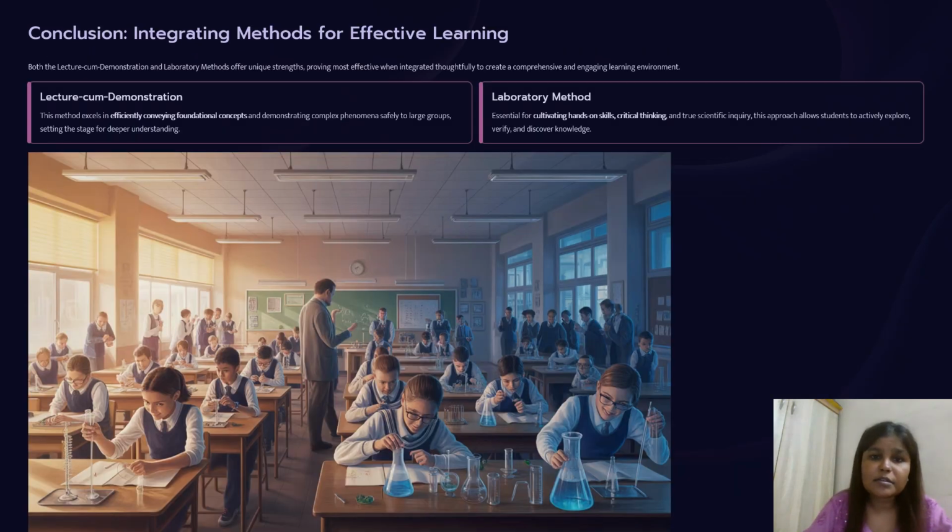Lastly, what is the conclusion? Both the lecture-cum-demonstration and the laboratory method play essential roles in science and mathematics teaching. The lecture-cum-demonstration method builds understanding and curiosity, while the laboratory method builds skills, inquiry, and confidence. When the teacher integrates both approaches thoughtfully, learning becomes dynamic, comprehensive, and inspiring, nurturing students who can think scientifically, reason mathematically, and act creatively.